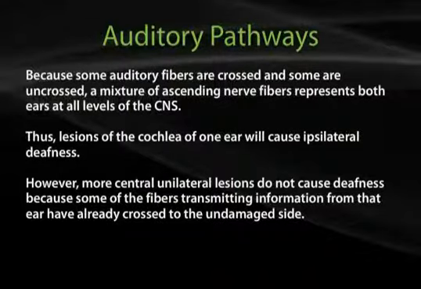A mixture of ascending nerve fibers represents both ears at all levels of the CNS. Thus, lesions of the cochlea of one ear will cause ipsilateral deafness. However, a more central unilateral lesion does not cause deafness because some of the fibers transmitting information from that ear have already crossed to the undamaged side.